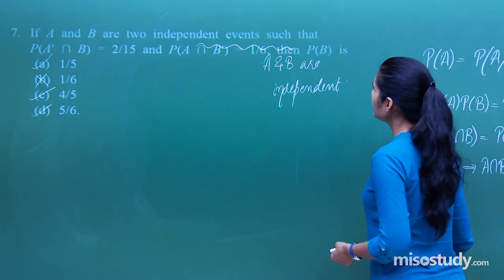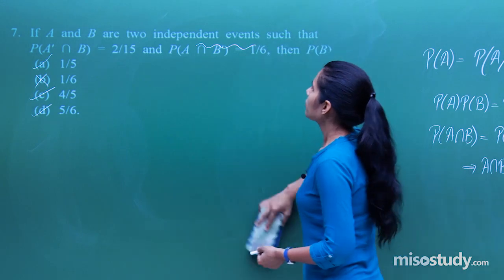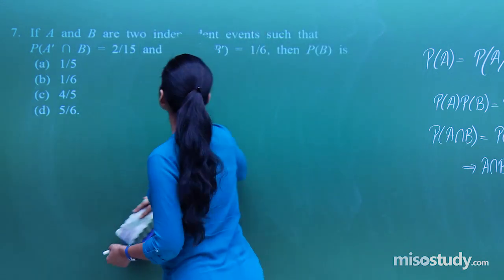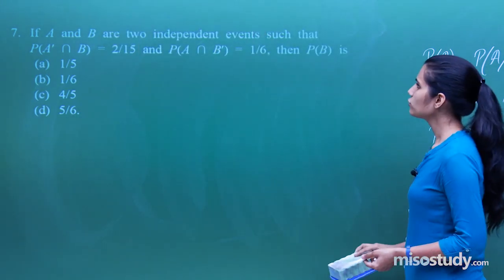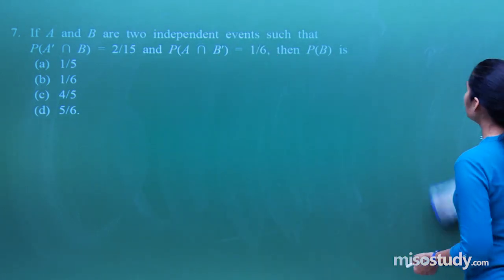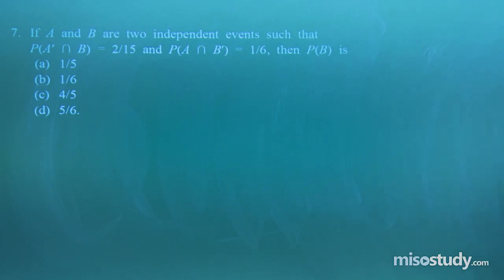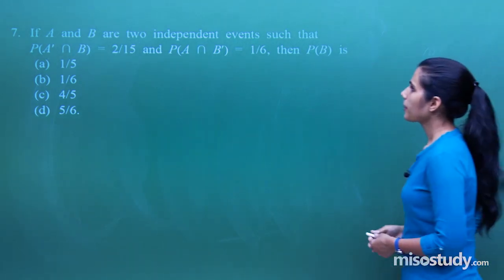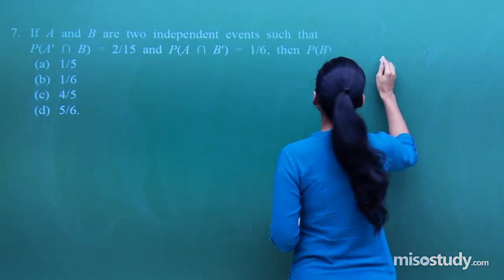If A and B are two independent events such that probability of A dash intersection B is 2 by 15, probability of A intersection B dash is 1 by 6, then probability of B is what? Let's see. Okay. Now over here, probability of A dash intersection B.